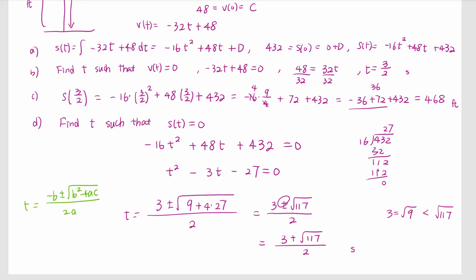So you can leave your answer like this, or you are allowed to plug it into your calculator. If you want to find a decimal, let's do that. So this is 3 plus square root of 117, divided by 2, which is approximately equal to 6.9083 seconds. Okay, so that's our answer.